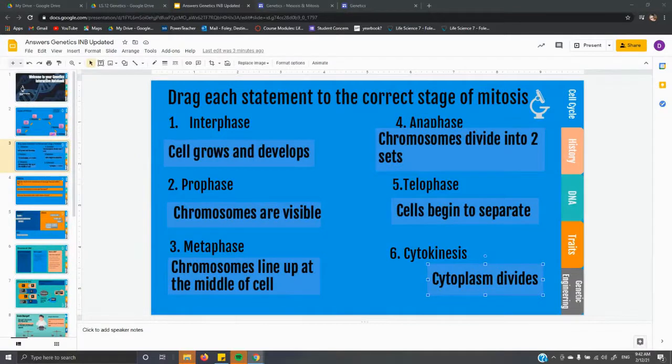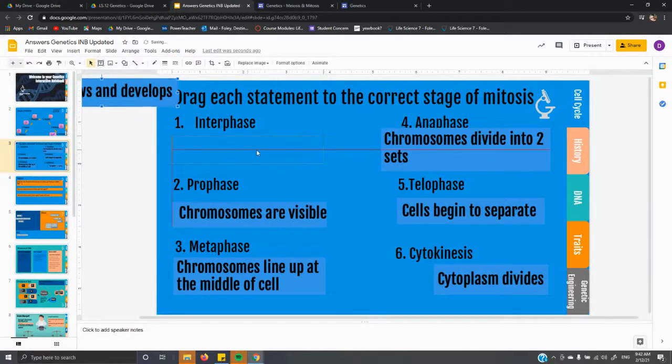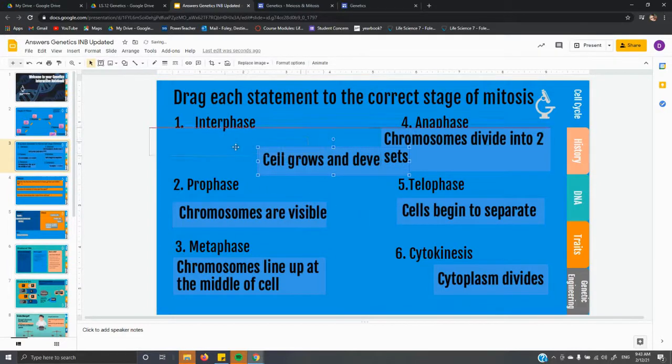The next one we have is slide 3. Slide 3 is where all of these were over here on the side. If you can't see them easily, just click and drag them to the center and then figure out where they go from there. So, interphase is the phase that the cell spends most of its time. That's where the cell grows and develops.